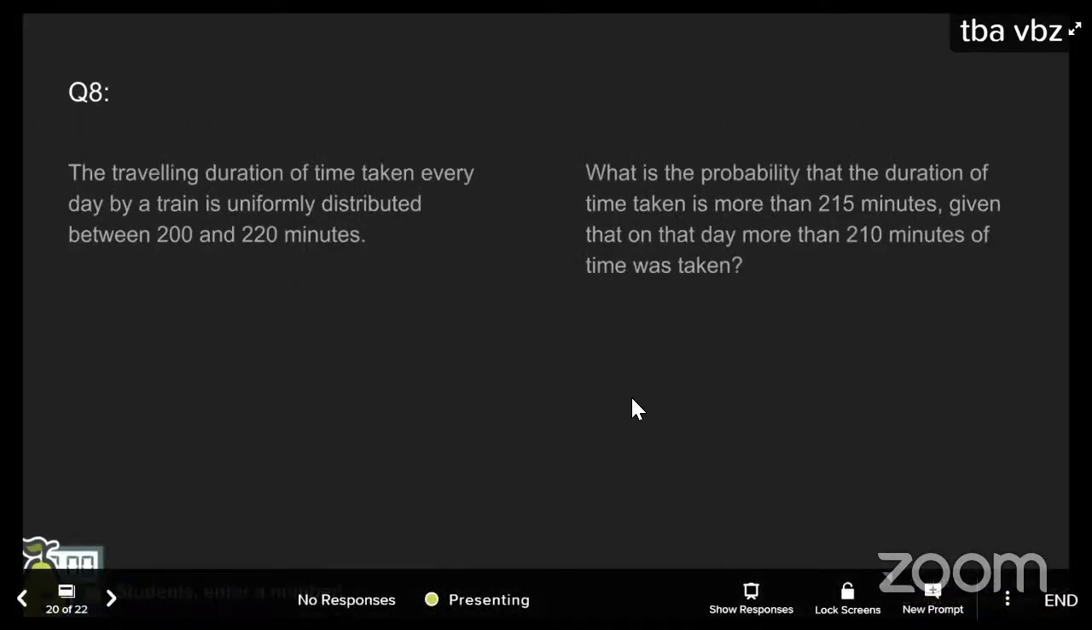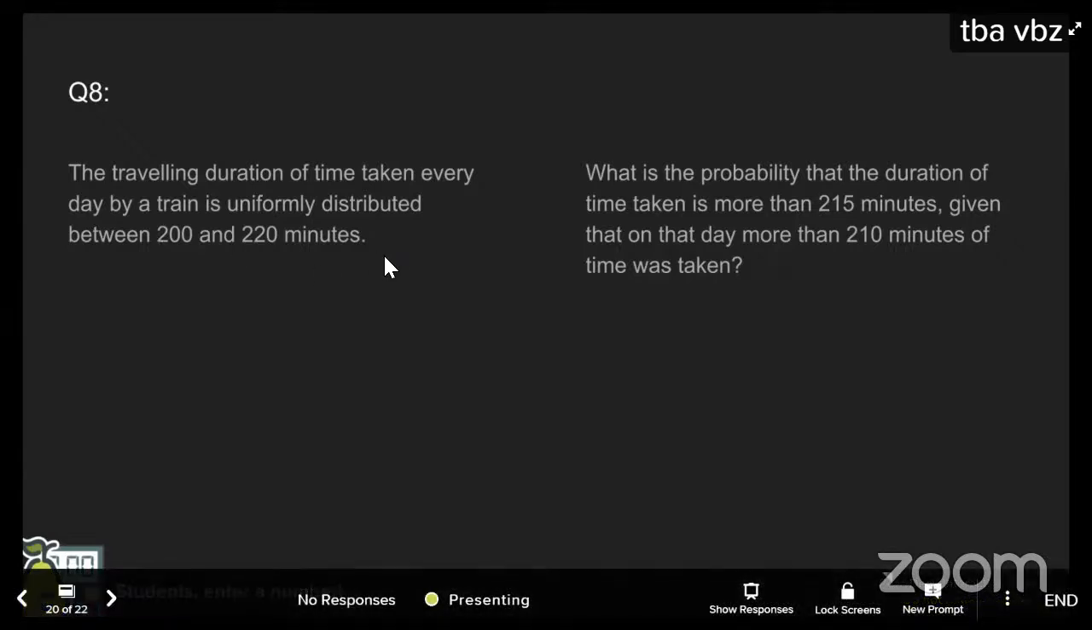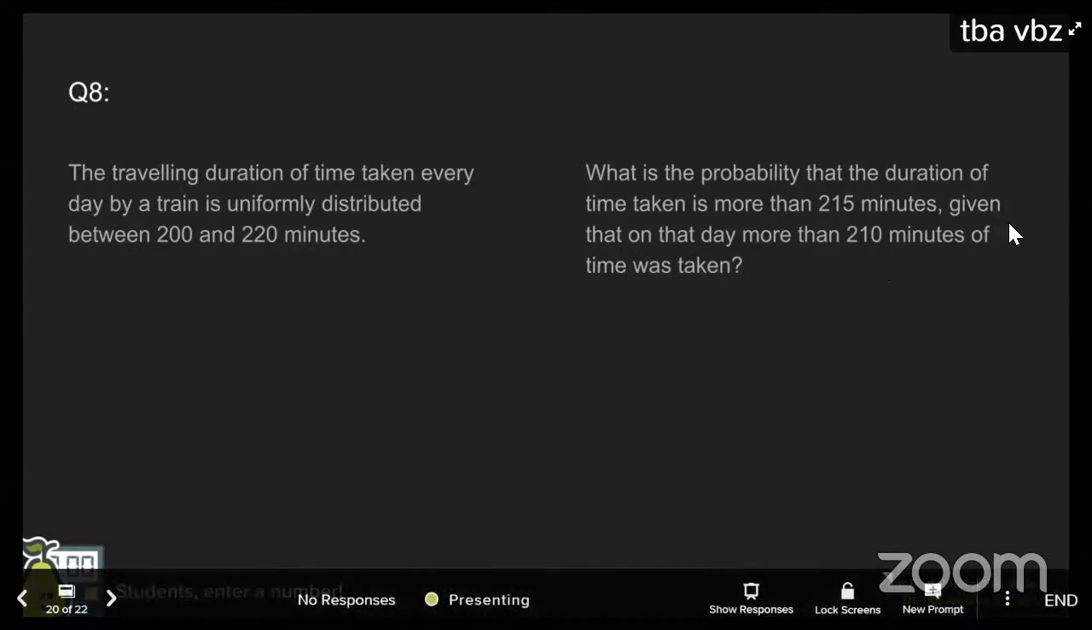Okay, proceeding further, this is the last question for today, and I think it is again similar to one of the graded assignment questions. The traveling duration of a train every day is uniformly distributed between 200 and 220 minutes. So you have some random variable x which denotes the duration of time, and it follows a uniform distribution within the range 200 and 220, right? You need to find the probability that the duration of time taken is more than 215 minutes, that your random variable x takes the value more than 215, given that your x is greater than 210.